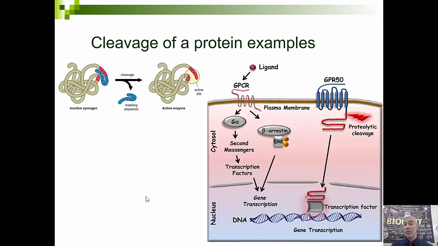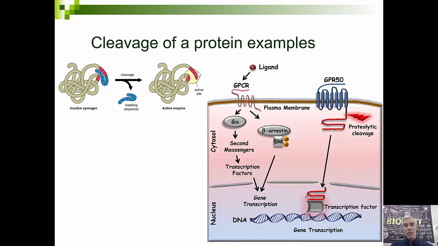Here's an example of the cleavage of a protein. So you can see here, this is a protein called a zymogen, and it is inactive when this part of the protein is on it. And what happens then is that once this is cleaved off, it exposes the actual active site of the enzyme. That's where the chemical reaction can occur. But when that sequence is in there, it masks it and doesn't allow that to happen.